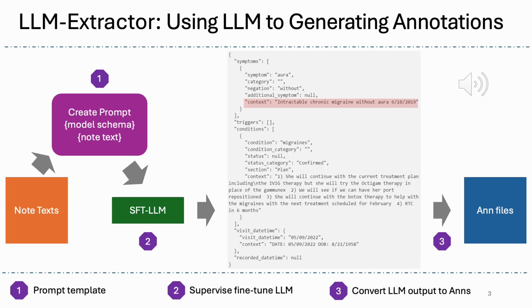We have several steps of generating annotations. The first step is the prompt template, the second step is supervised fine-tuning the LLM, and the third step is we need to convert the LLM output to ANN, and I will talk about each one individually.